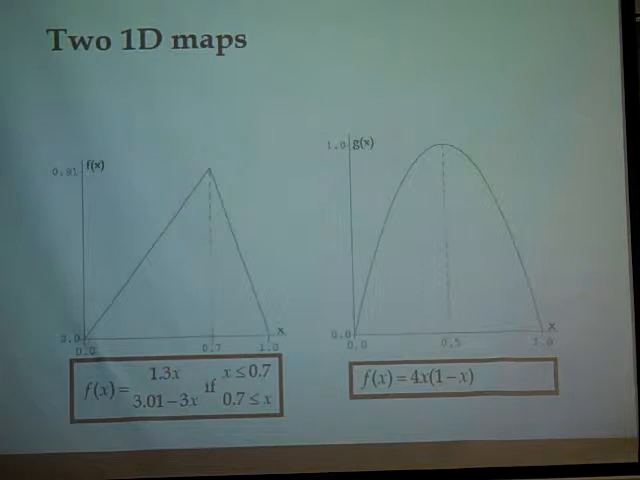Before getting into definitions, let's just look at an illustration. We'll be looking at these two maps. This is called a tent map. Its slopes are 1.3 and 3.01. Because the slopes are greater than 1, almost all trajectories escape from the unit interval. Both of these are self maps of the unit interval, but in this map, most of the trajectories escape.